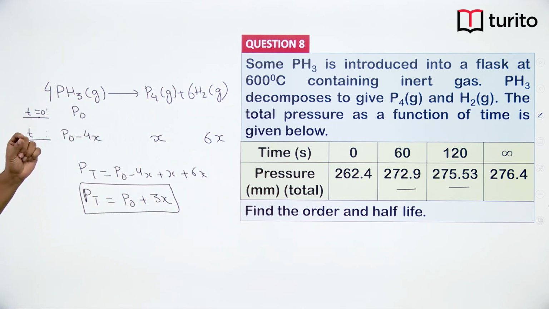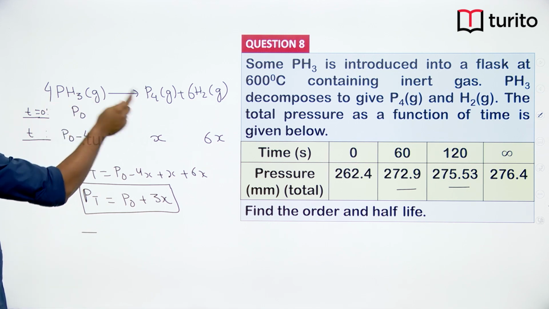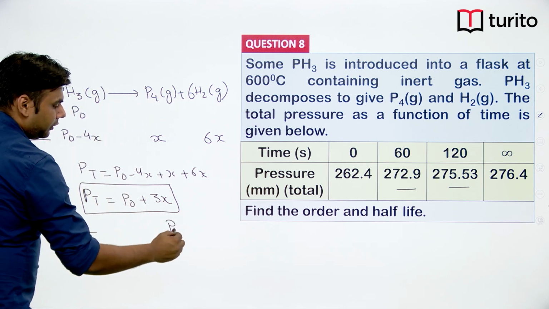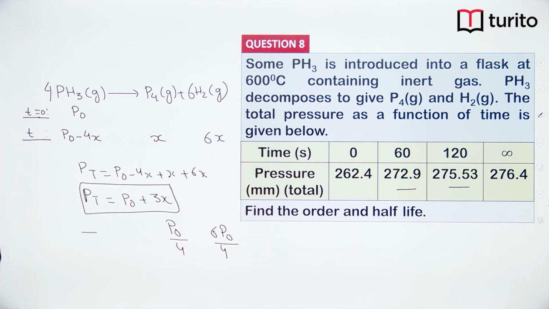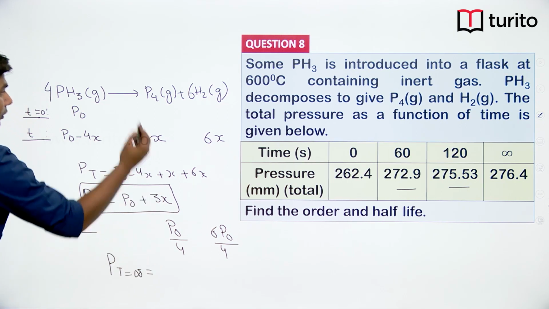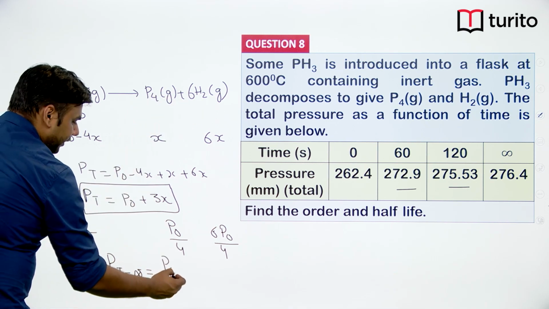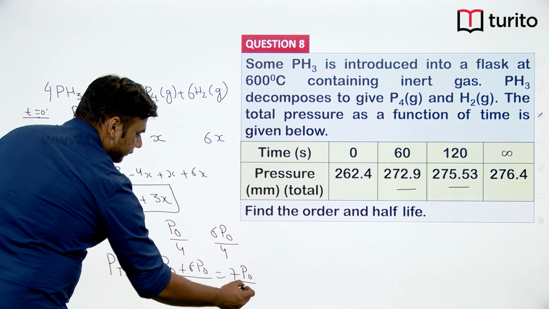Now let us look at the last data. It says that at time t equals infinity, when this has reacted completely, we know that 4 moles of this will form 1 mole of P4 and 6 moles of hydrogen. So basically P naught would form P naught by 4 of P4 and 6 P naught upon 4 of hydrogen. So the total pressure at t equals infinity would be due to P4 and hydrogen because both of them are gases. So basically this is P naught by 4 plus 6 P naught by 4, so this is basically 7 P naught by 4.